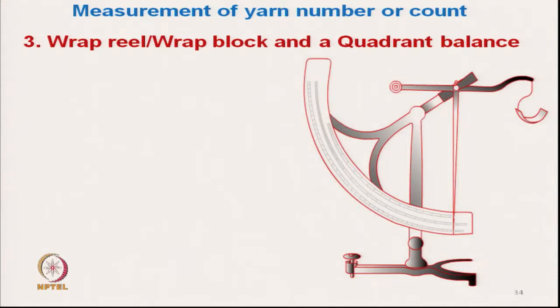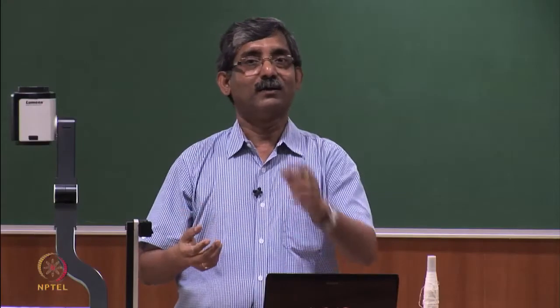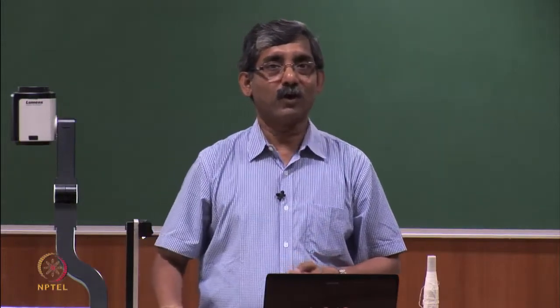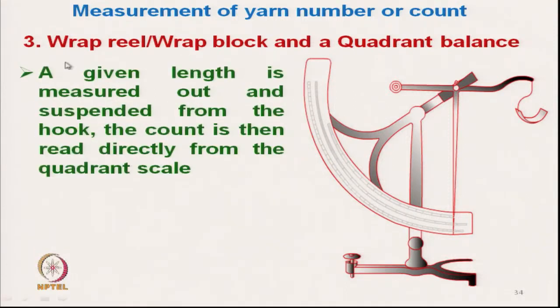This was used earlier, but now it is not being used. Earlier the problem was that you had to take the length and calculate, and that is why these systems evolved, to quickly know the count. So, the quadrant system is one where a given length is measured. Typically it is 120 yards for yarn, and for sliver and for roving there are specific lengths. So, in this system we can measure yarn, sliver or roving. Specific lengths are there.